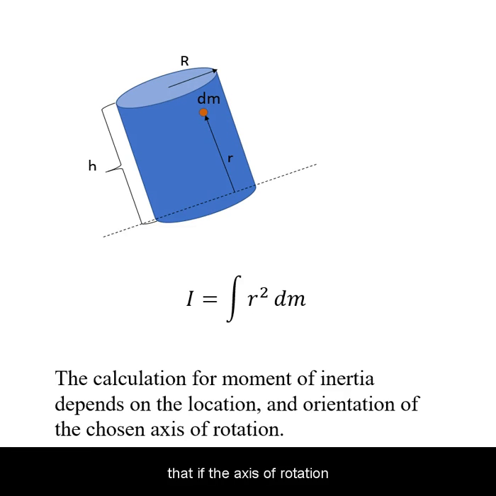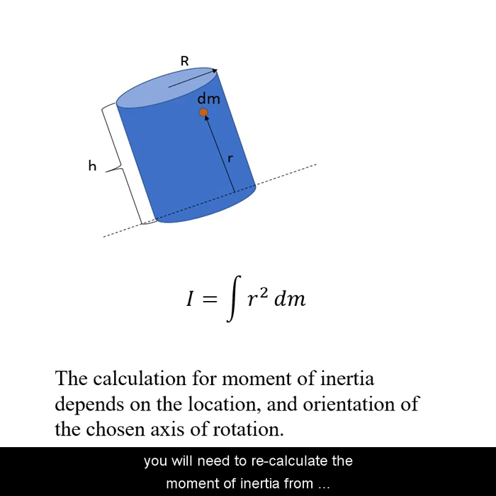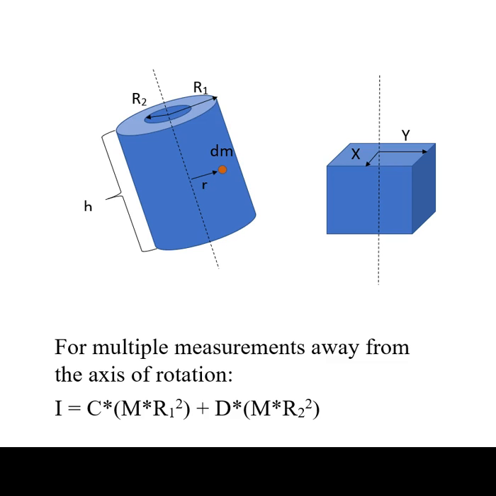Note that if the axis of rotation is different from the axis of symmetry, you will need to recalculate the moment of inertia from the axis of rotation. If the object has multiple measurements away from the axis of rotation, then the moment of inertia will still have the form of some numerical constant times the mass of the object times that dimension squared.